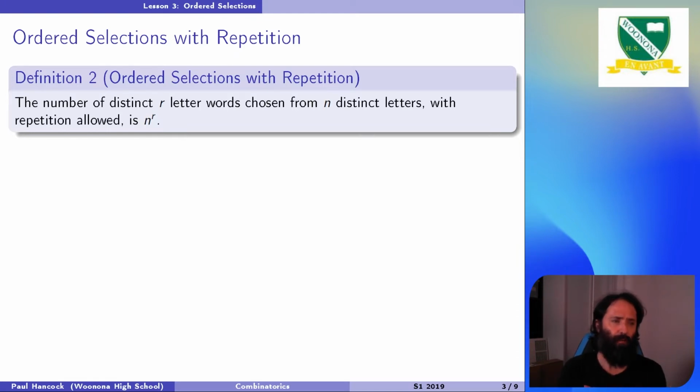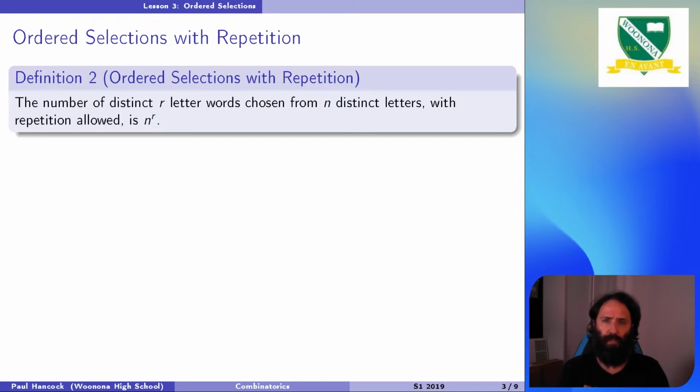Now if I allow repetition, in this case I'm saying if I want to select R letters from N distinct letters, then there are N to the power of R ways of doing that. And the reason that that's true if I have repetition is that I have N choices. So I've got a bag filled with N letters and I shake it up. I can pick any of the N letters out and pop it down on the grid of R spaces.